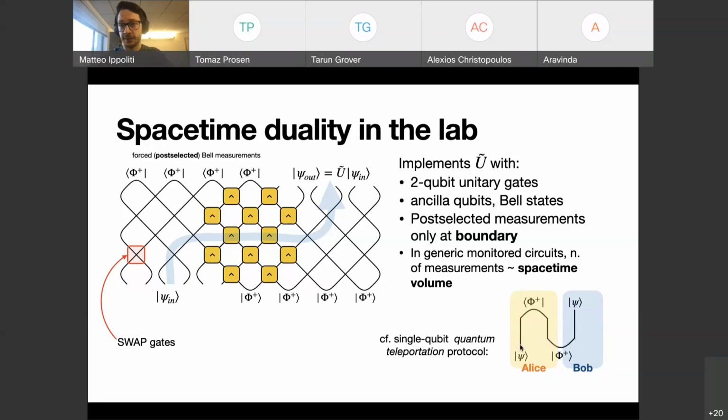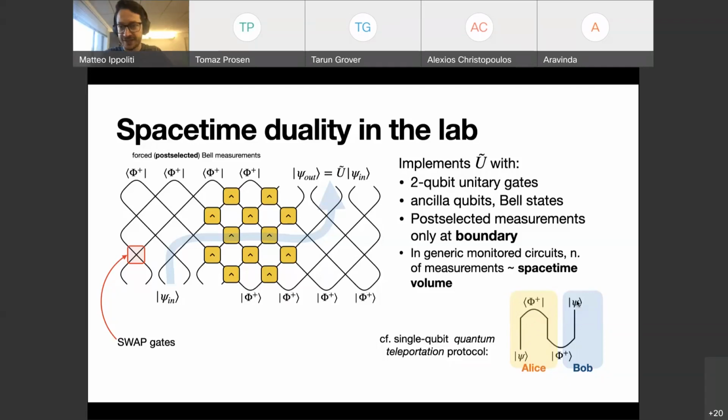Teleportation can be accomplished if Alice measures her 2 qubits and obtains this particular Bell state. If that happens, then her state psi actually gets teleported over to Bob's qubit. And this is apparent from this diagram if you just view it as a straight line that's connecting the original input to the final output.